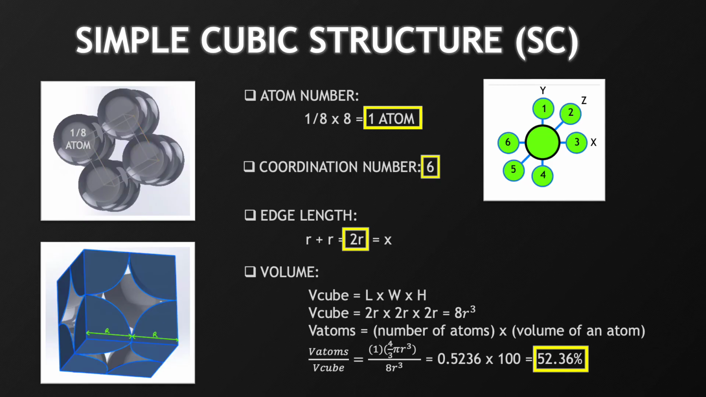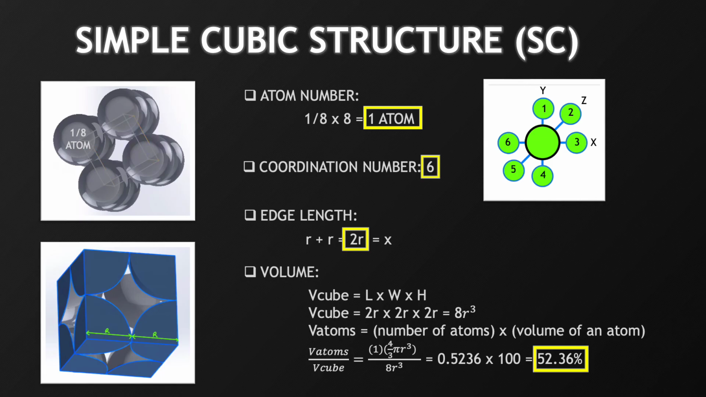First, I'm going to talk about the simple cubic structure, or SC. Notice in the top left picture, each corner of the unit cell has 1/8 of an atom, and since there are 8 corners in a cube, we multiply 1/8 by 8 to obtain the number of atoms, which in this case is 1. The coordination number of a simple cubic structure is 6. The picture on the right represents how every corner atom is surrounded by 6 other corner atoms.